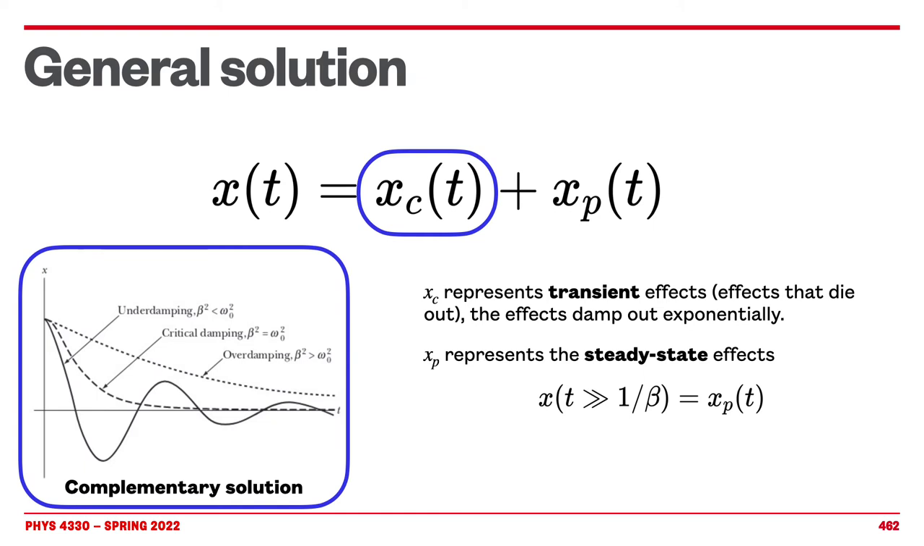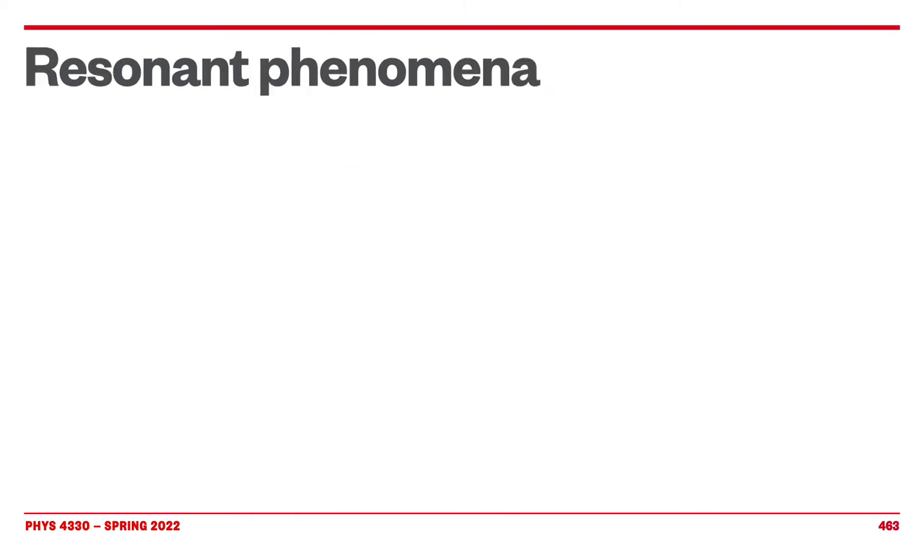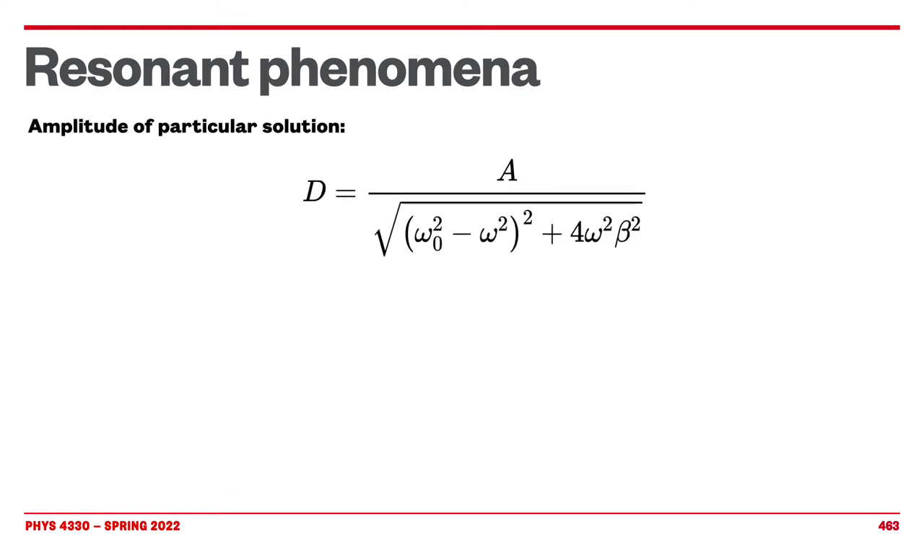So we only have to worry about XP. And we do that, we see that depending on the frequency at which we drive the system, we are going to have what's called the resonant phenomena. In fact, it's pretty straightforward to understand the resonant phenomena now that we understood how to calculate the amplitude of the particular solution. So the amplitude of a particular solution will, for example, be given by this equation we just calculated. And we see that this amplitude actually depends on the frequency.